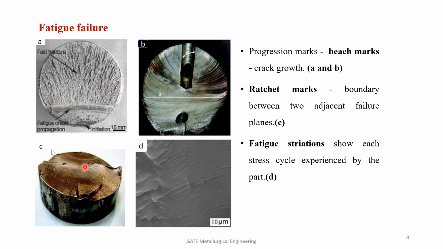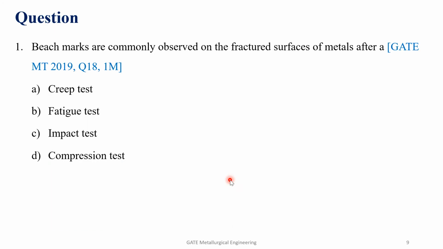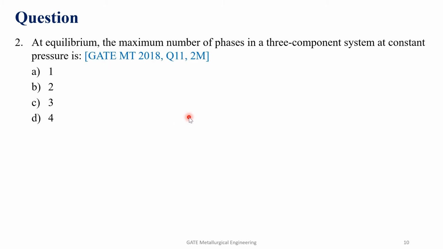This is the macroscopic view, and finally if you see under SEM or TEM, we can see that these are fatigue striations. So I hope that is clear. Now we will go back to our question. Beach marks are commonly observed on the fractured surfaces of metal after a fatigue failure. So that is the answer to this question. I hope it's clear for all of you. So with that, let us move to the next question.